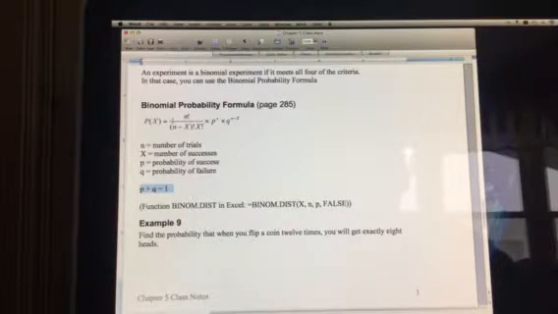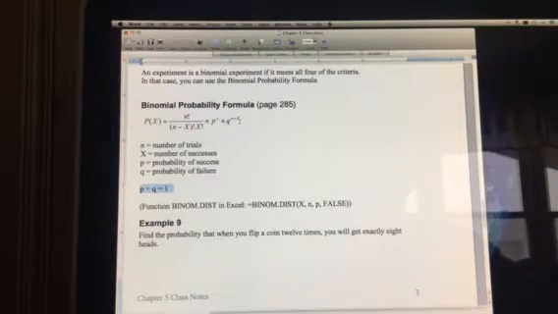If you look back at this formula, this first piece, n factorial over n minus x in parentheses factorial times x factorial, that should look familiar. That is basically the combination formula. So this is looking at the selection process and how many different ways we can select things. Here we have p to the x power. P is the probability of success on a trial, and x is the number of successes. So we have a selection piece, we have a success piece.